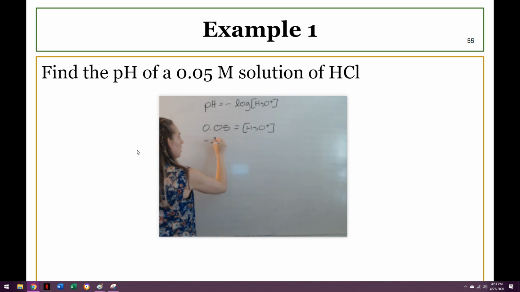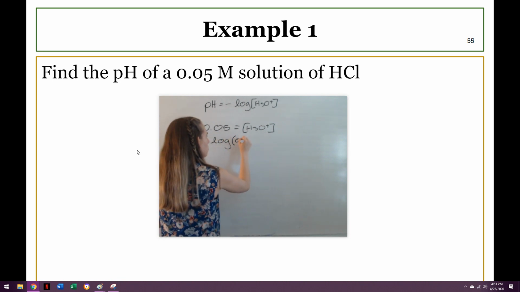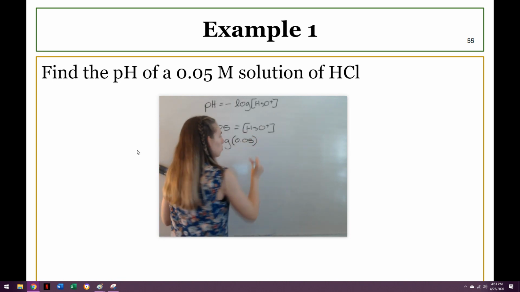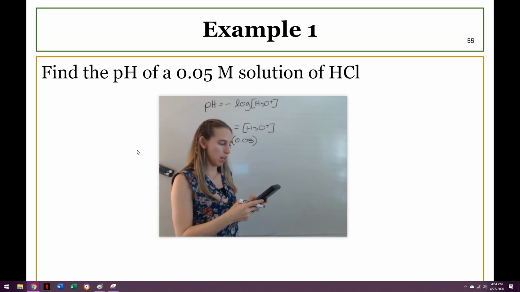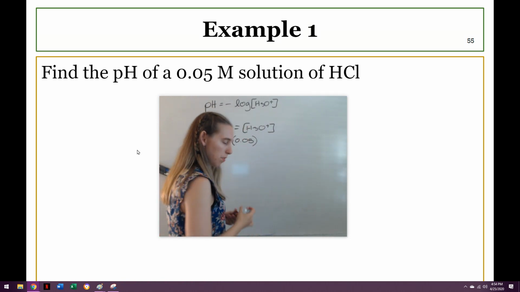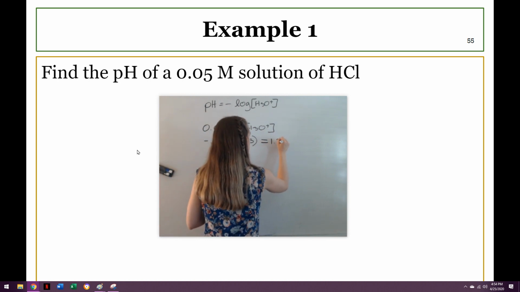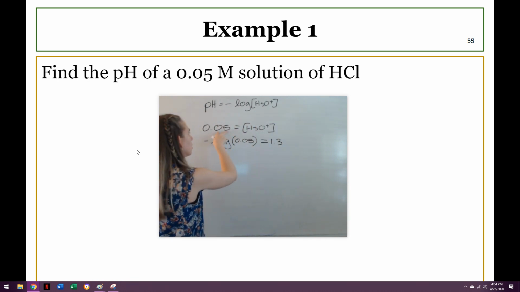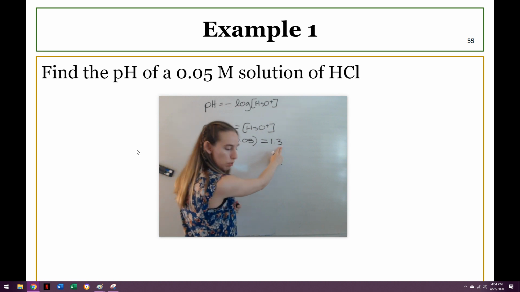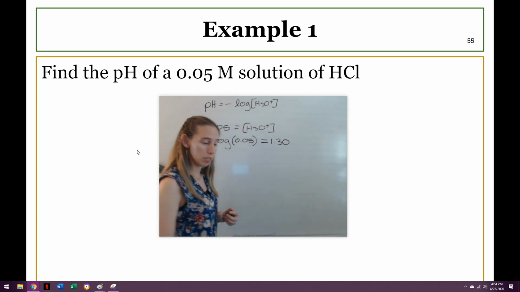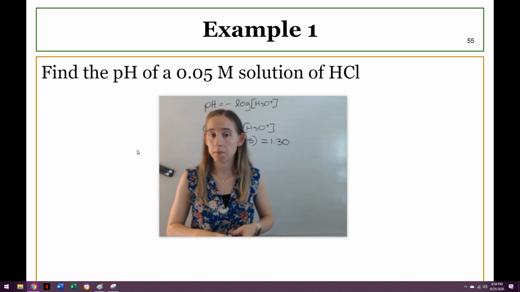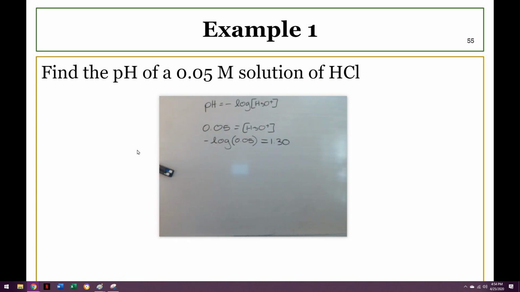So we just take negative log of 0.05, and that's going to be equal to the pH of this solution. Negative log 0.05 is equal to 1.3. We have two significant figures, therefore we need two decimal places. 1.30 is your pH of this solution. Done. All right, let's go to the next one.